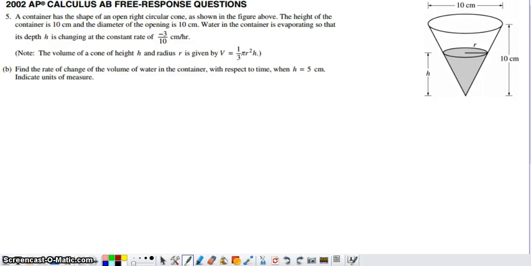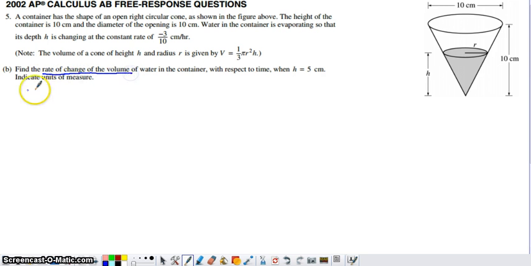So this is part B of 2002 AP exam number 5, and it's the problem about the cone. In part B, it says find the rate of change of the volume of water in the container with respect to time when H equals 5. So we want the rate of change of volume.